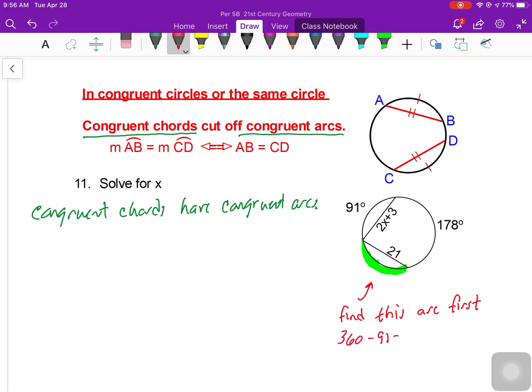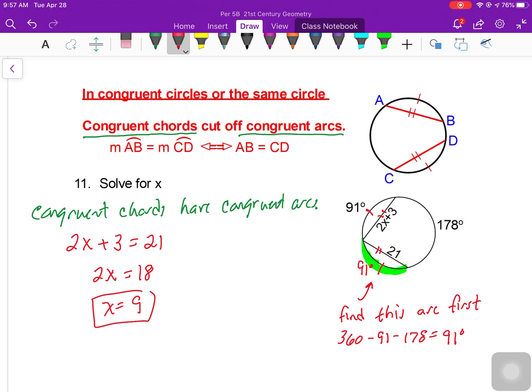And to find it, we'll take the full circle, which is 360. We'll subtract the 91, and we'll subtract the 178. And what do you know? That particular arc comes out to be 91 degrees. So we have congruent arcs. So that means we have congruent chords. So this chord, the 2x plus 3, will equal this chord, the 21. 2x plus 3 is equal to 21. We subtract the 3, and we divide by 2.